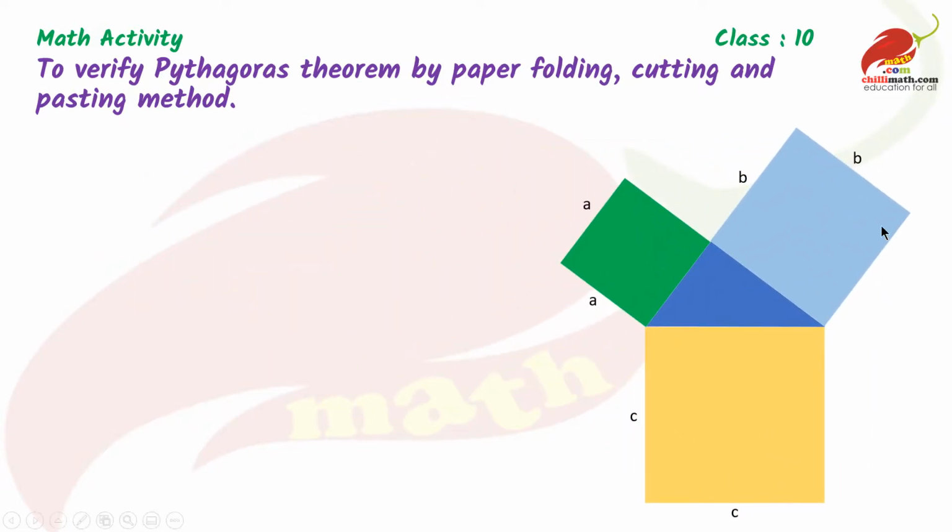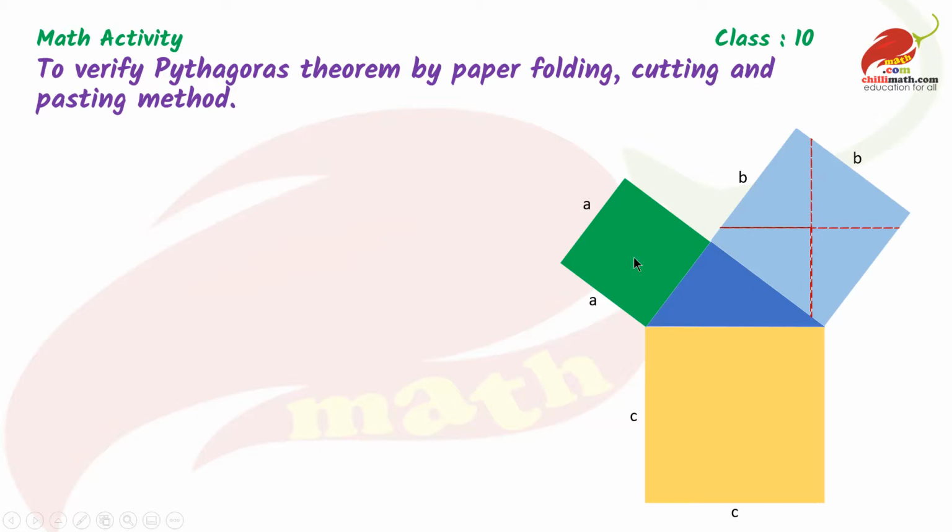After this, on this square with side B, join these diagonally opposite endpoints and these also. Let the point of intersection be O. Now draw a line parallel to the side of the square with side C passing through O, and a line perpendicular to this red line passing through O, and cut this square with side B through these red lines.